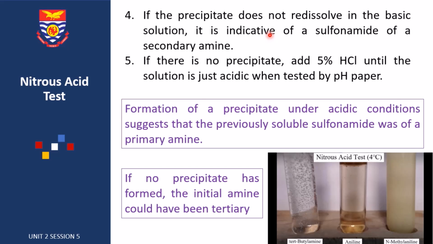However, if no precipitate forms and you add an acid and then the precipitate is formed, then it means the amine is a primary amine. If no precipitate has formed at all, then the initial amine could have been a tertiary amine. Just as I said, your p-toluenesulfonyl chloride will not even react at all to form any precipitate in the first place if it's a tertiary amine.